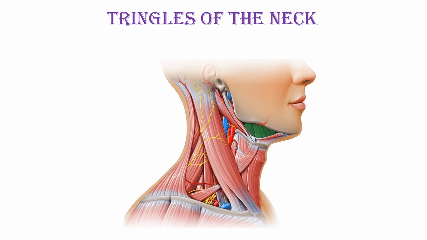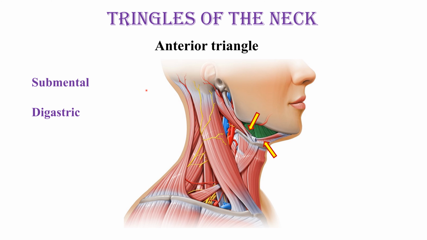The anterior triangle is redivided into four small triangles. The submental triangle is between the two anterior bellies of the digastric muscle. The digastric triangle is between the anterior and posterior belly of the digastric and the base of the mandible. The carotid triangle is bounded by the anterior border of the upper half of the sternocleidomastoid and the superior belly of the omohyoid. And lastly the muscular triangle, which is between the superior belly of the omohyoid and the lower half of the anterior border of the sternocleidomastoid.